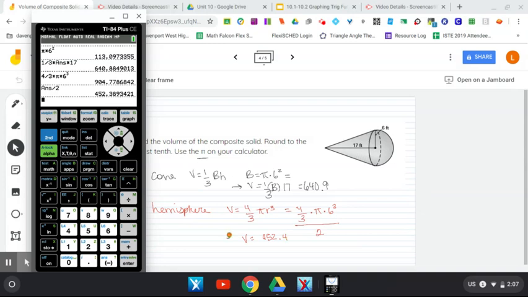So here is your other volume. So now you've got your 2 volumes. So you should be able to find your total volume. So total volume is the 640.9 plus the 452.4. And you get 1093.3. And your units are feet, so feet cubed.